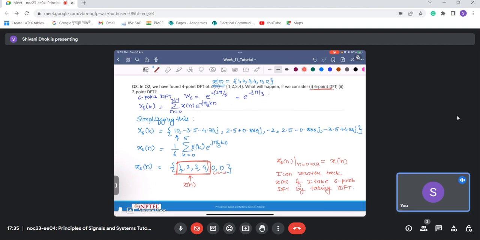Not only that, if I take a value of N which is less than the length of the sequence, I am actually not finding the frequency domain representation of that sequence. I am finding the frequency domain representation of some other, smaller length sequence. If I take N equal to 3, then I'll just find the DFT of the signal 1, 2, 3. Yes, that looks fairly intuitive, because you are ignoring the additional samples in the original signal itself.